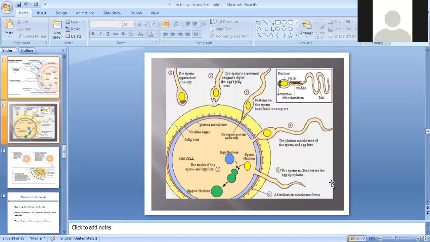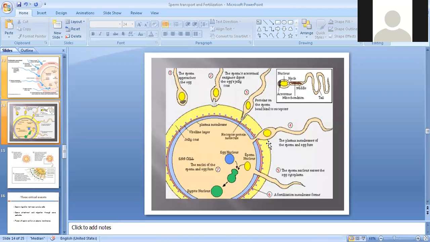So this is another picture showing how this fertilization occurs. So this is a sperm cell which is approaching towards the ovum. This is activation and release of hydrolytic enzymes from the acrosome of the sperm, and with the help of these hydrolytic enzymes, the sperm head gains entry into the perivitelline space.